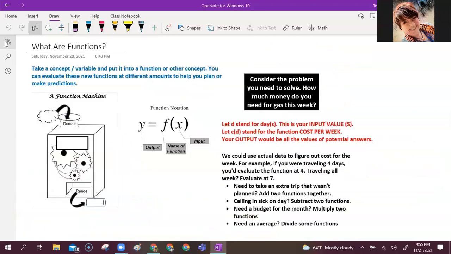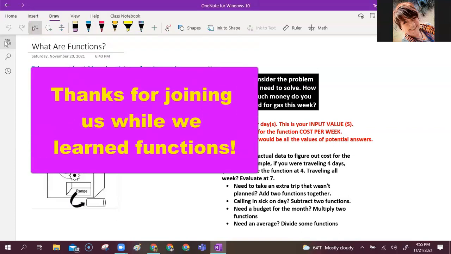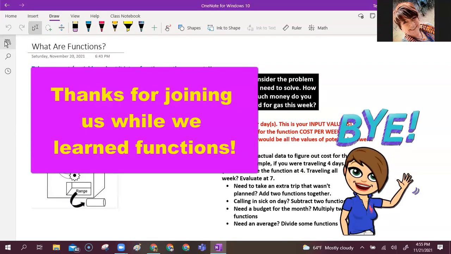That ends our lesson on what functions are, and then function operations with add, subtract, multiply, or divide. So at this time, I will take any questions if you have any questions. Otherwise, thanks for being with me and learning.